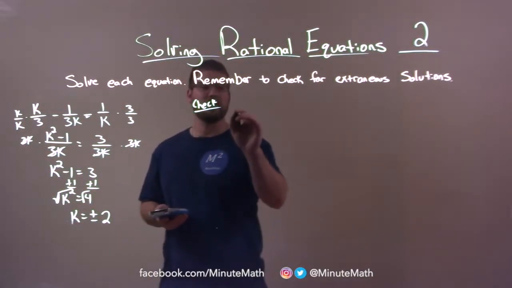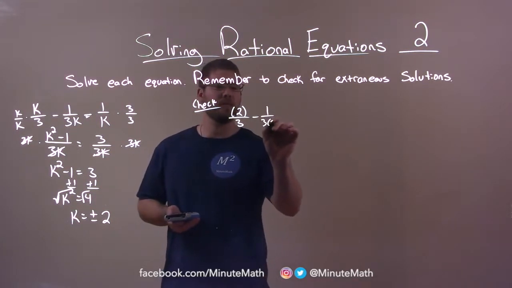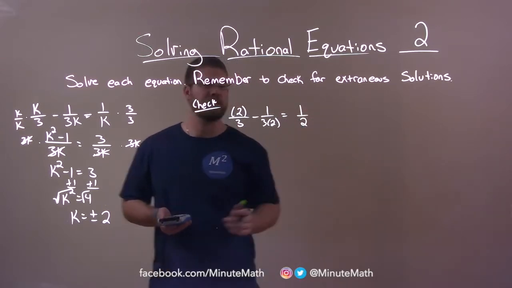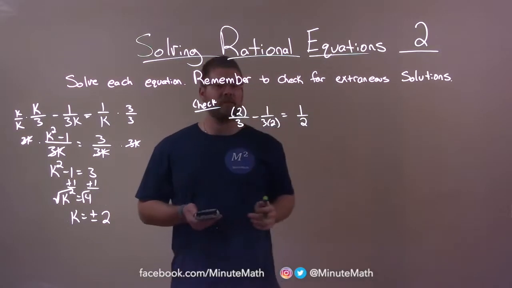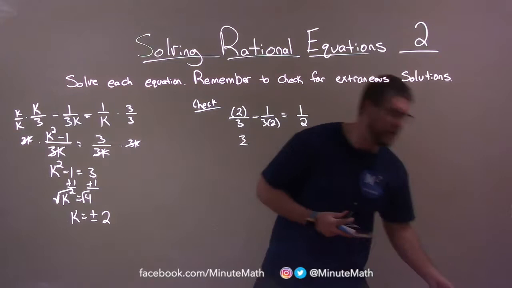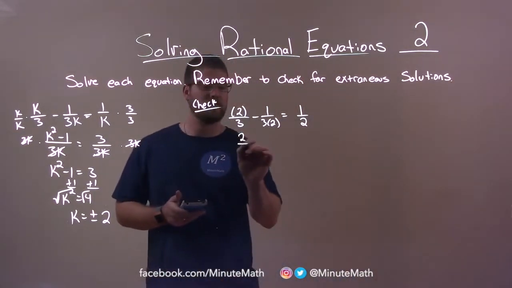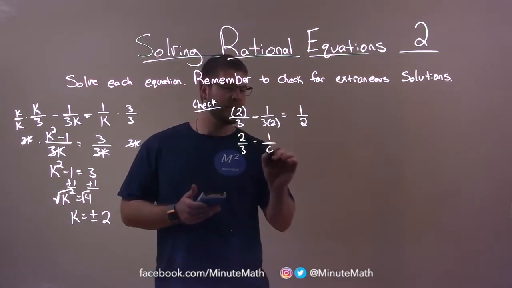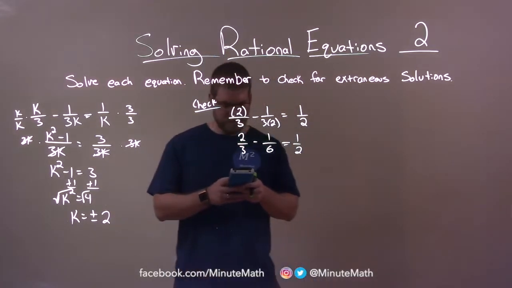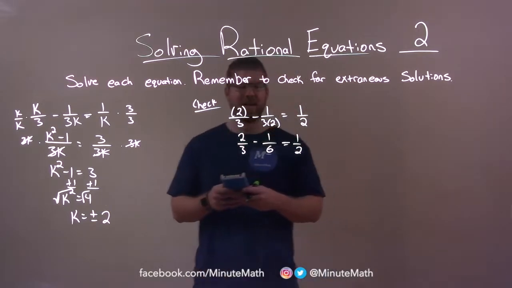Let's go 2 first. 2 over 3 minus 1 over 3 times 2 equals 1 over 2. All right? Now we're going to see if the left and right hand side are equal. Well, we have 2/3 here. Oh, kind of a little thing. Get ahead of myself. 2/3, not 3/2. 2/3 minus 1/6 equals 1/2. Okay? Double check in here. 2/3 minus 1/6 should be 1/2. And it is.